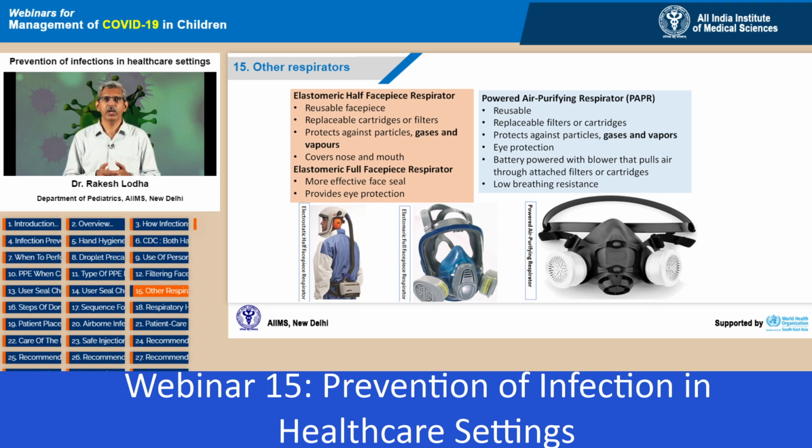protection in addition. Now, coming to the powered air purifying respirators or PAPRs, these are also reusable. They contain replaceable filters or cartridges and protect against particles, gases and vapors depending on the type of the filter. In addition, they also provide eye protection. These are battery powered with a blower that pulls air through an attached filter and pumps purified air into the headpiece. The breathing resistance with these devices is low, and an additional advantage is that there is no fogging when these devices are used.